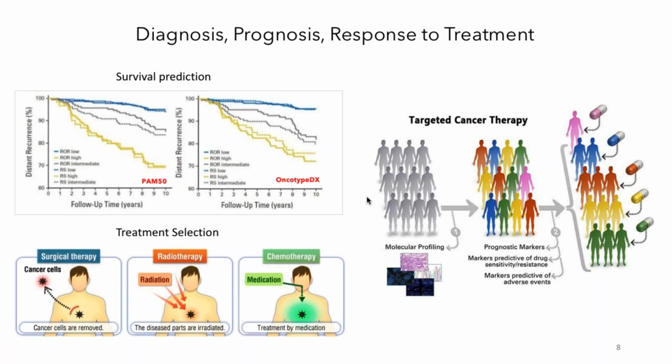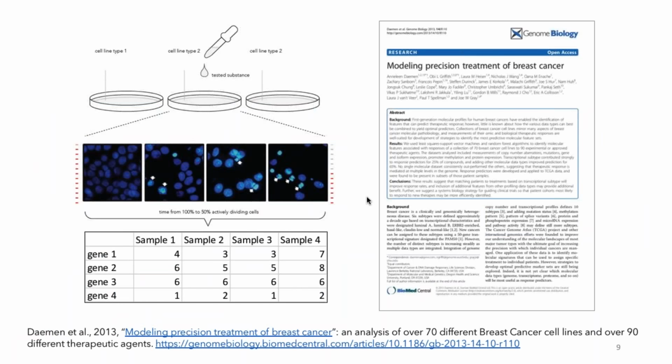In fact, the paper that we are going to be using and the associated data set is a paper that is called Modeling Precision Treatment of Breast Cancer. As you can see, these are cell lines. So they are cells derived from a tumor from a patient, and then they're grown in a cell culture, and that cell culture represents what is happening in the tumor.